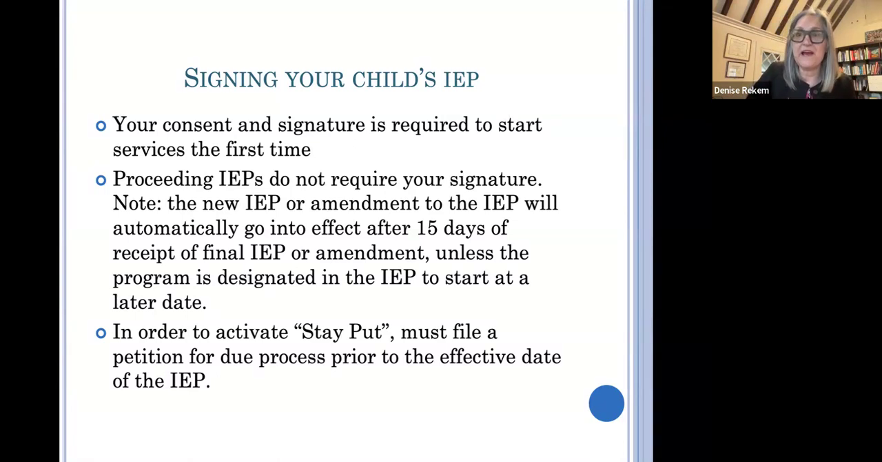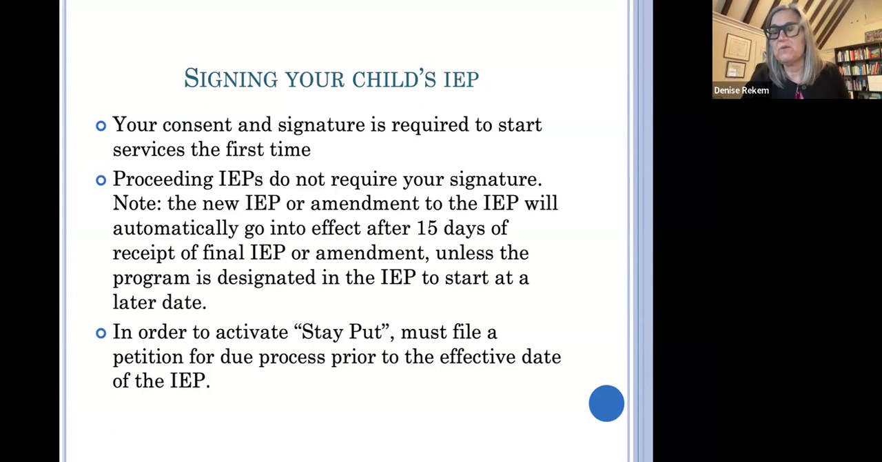But what if you disagree with the old one too? So the one you have now is not meeting the child's needs, and now the new one is not meeting the child's needs. You don't have to run to file for due process because you're trying to keep the old one in place, because the old one isn't one that you think is working.